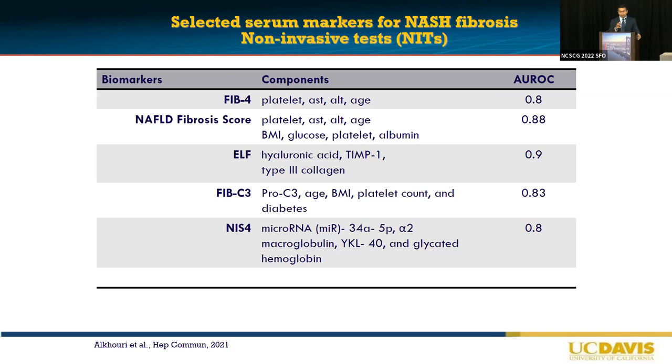as a disease marker. So these are some of the tests out there, of which FIB-4 is free. It's easily available. It was developed for Hep C, and it has been validated for NASH. And it's a great test, and I will show you some data on that. And of course, other tests which were developed specifically for NASH are the NAFLD fibrosis score, ELF, the FIB-C3, and also NIS4. And here it also shows you what these tests contain. And some of these you can just order inside your Epic or whatever EHR health system you have.